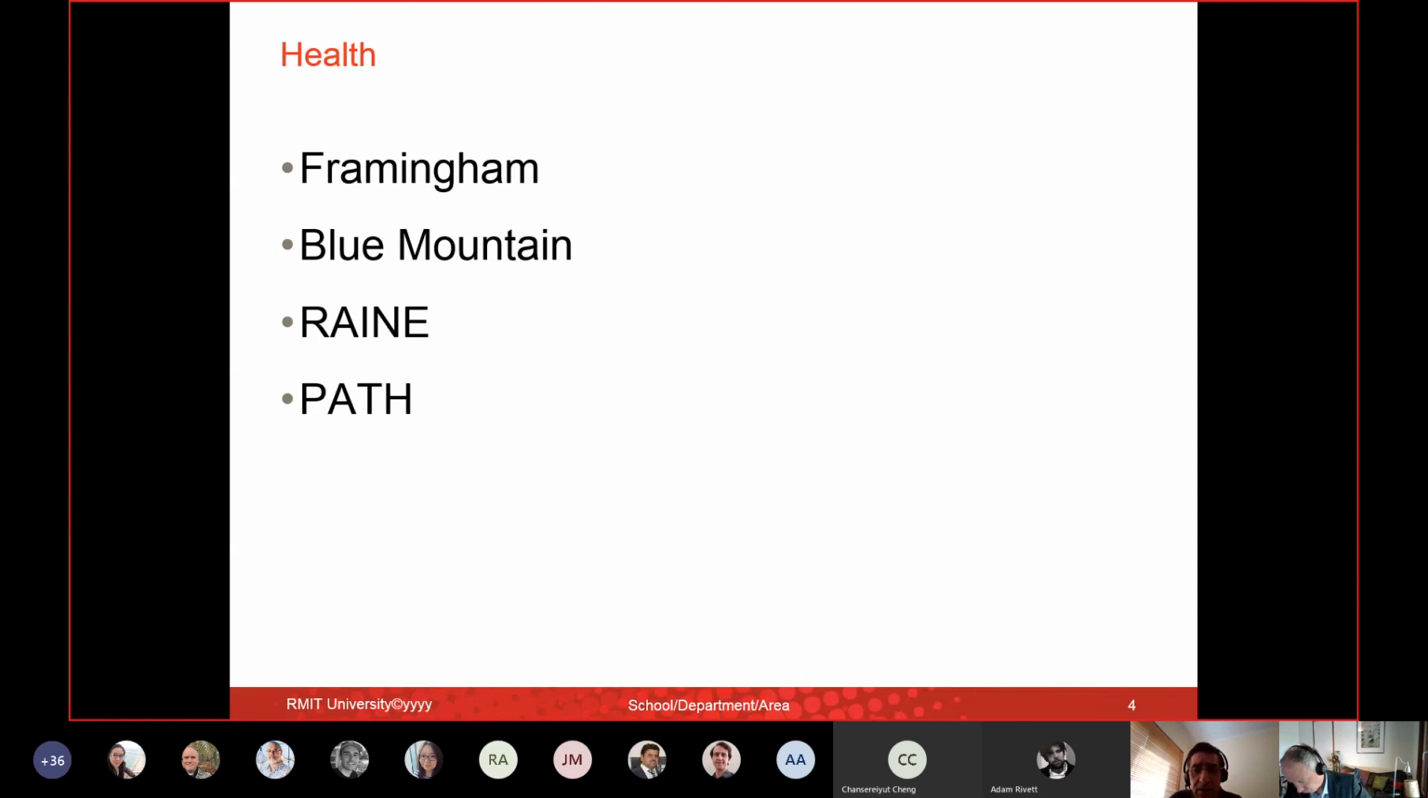Is there anyone who's familiar with the Framingham model? No? Okay. Framingham is a suburb in Baltimore, I think. Baltimore? Boston.